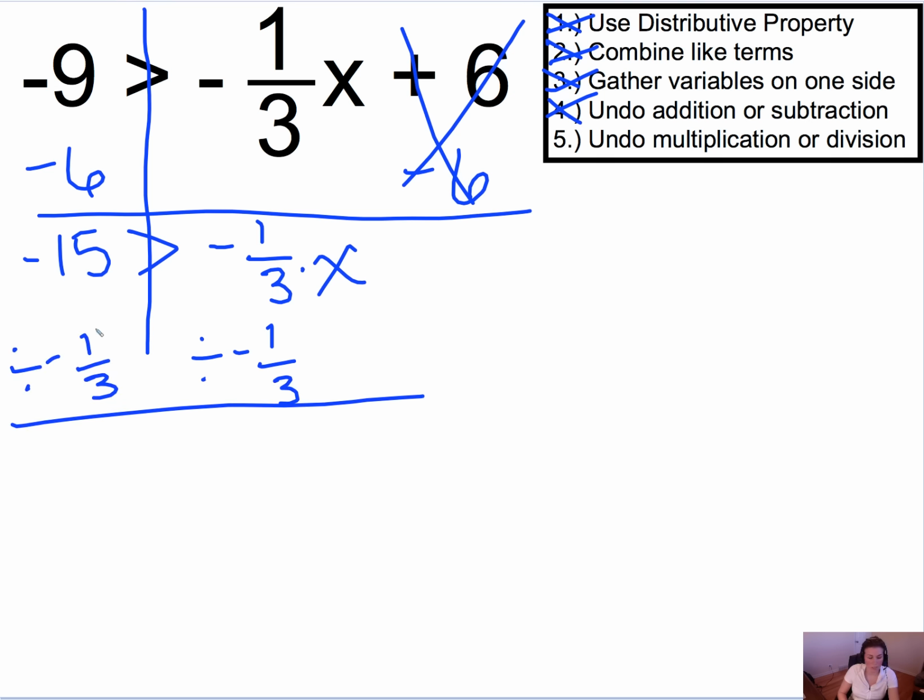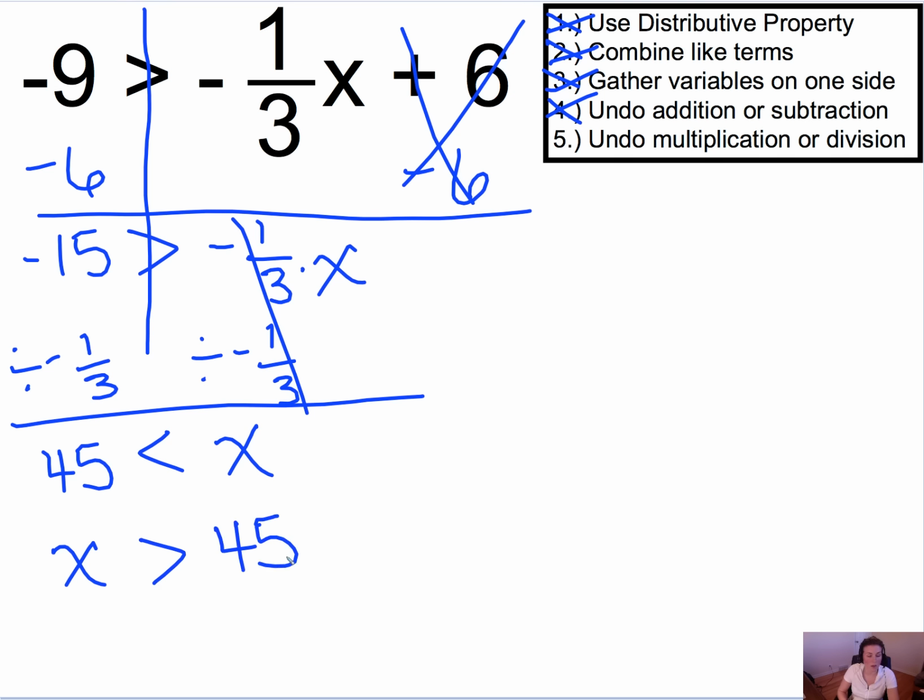So then you can use a calculator for this. Negative 15 divided by negative 1/3 is positive 45. We divided by a negative number, so I need to flip the sign. These cancel and I have x by itself. Now that's fine to leave it that way, but typically you see the variable first. So let's put the x first, and since we're reversing the sentence, we also need to reverse the sign, so my answer is x is greater than 45.